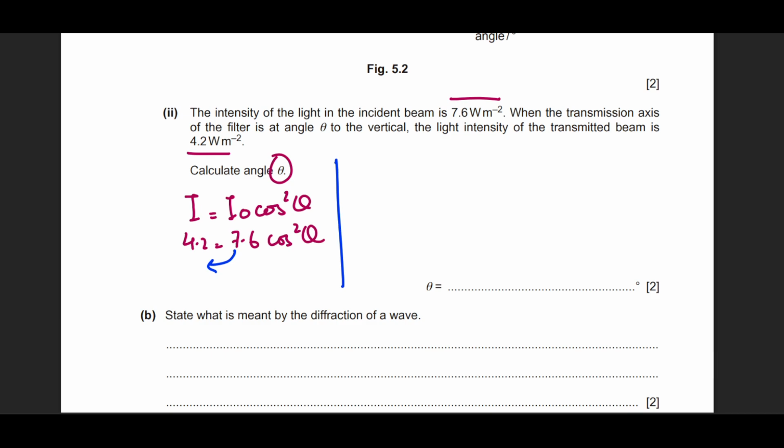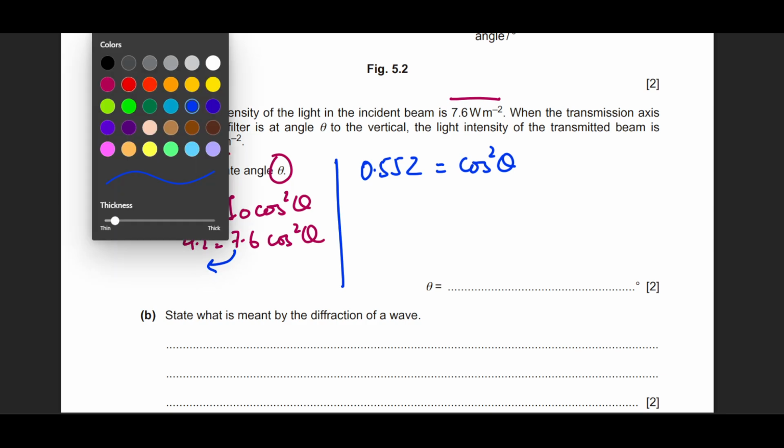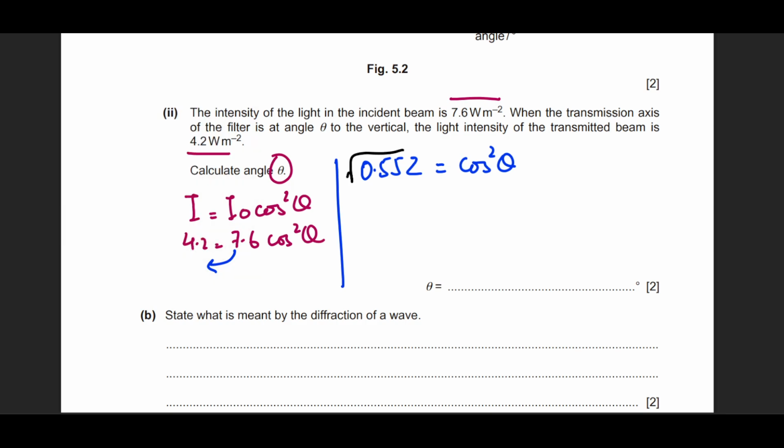So 4.2 divided by 7.6 gives you an answer of 0.552, so 0.552 equals cos squared of theta. This is still a square, so please don't forget to take the square root. First take the square root here and then take the square root here. This becomes the square root of 0.552, which is 0.7433. So 0.7433 equals cos of theta.